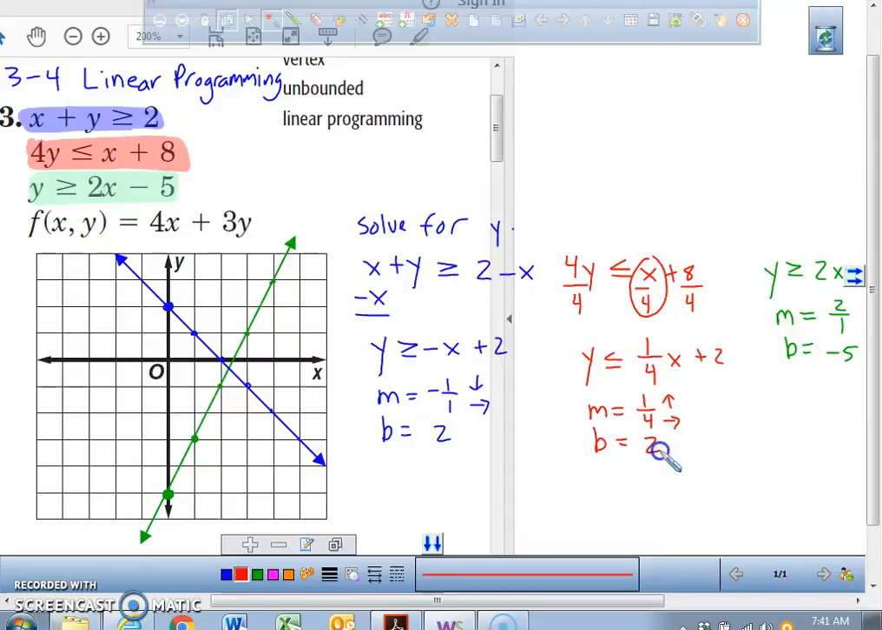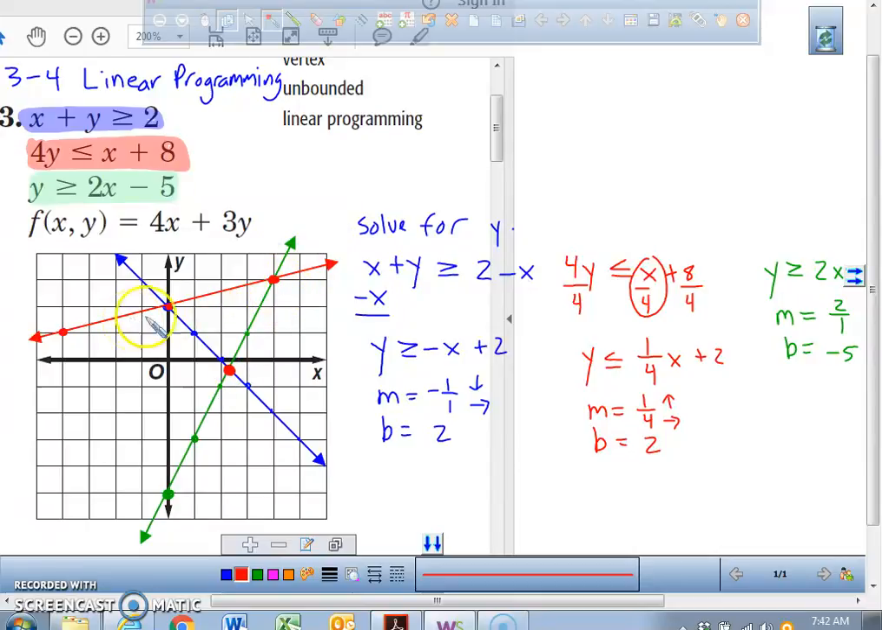My b value is a positive 2. So we're going to go up positive 2, put a point right here. All right, and we're going to go up 1 and over 4, which puts our point right there. All right, we can also go down 1 over 4 and put our point right there. And make our final line. These are all equal to lines, so you make them nice and solid. Okay? Now, what I want you to notice right here is we have some nice points that are vertices of where we're going to shade. Okay?